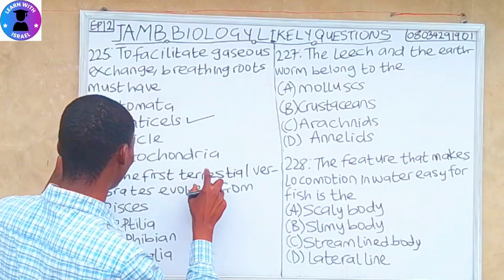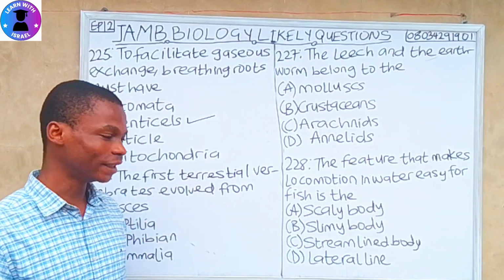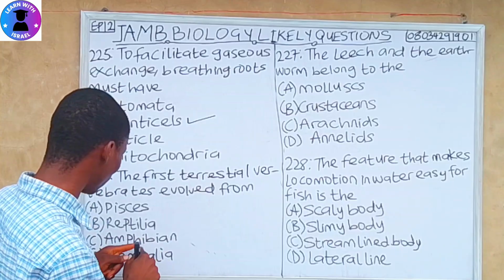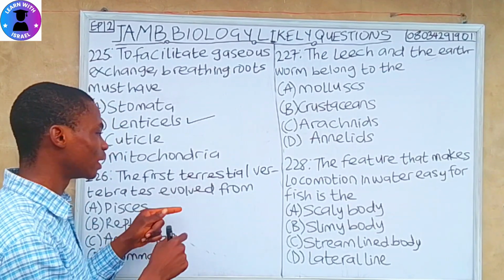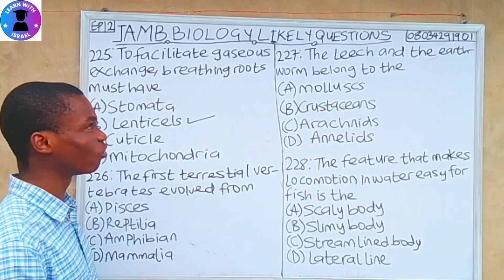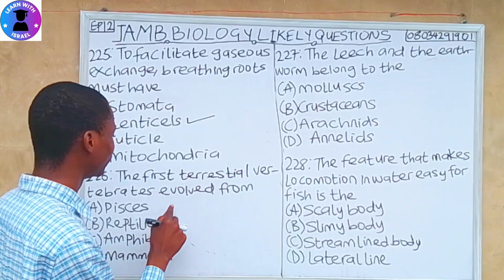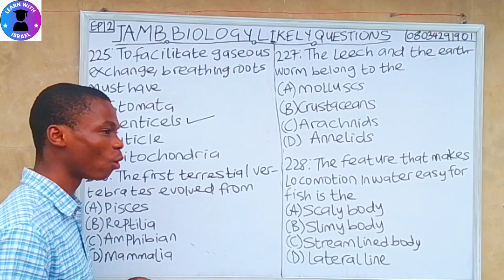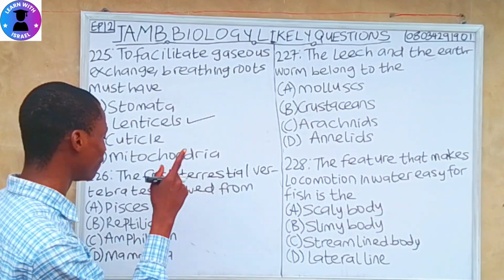We need to first know the first terrestrial vertebrate. The first terrestrial vertebrate is amphibian. It's already in the options, but we can't pick amphibian. Do you know why? Because that is not the question they are asking. They are asking what the first terrestrial vertebrate evolved from. They are asking from where amphibian evolved, because amphibian is the first terrestrial vertebrate.